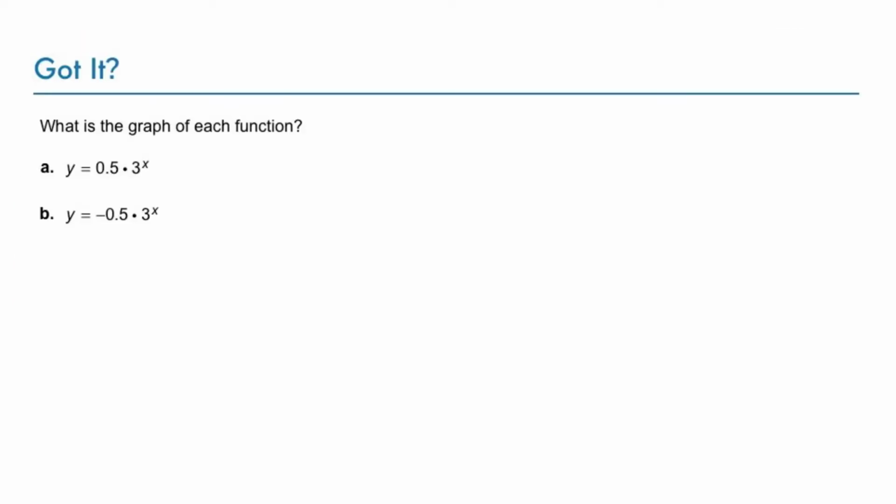Your turn. What is the graph of each function? Part A, y equals 0.5 times 3 to the x. And part B, y equals -0.5 times 3 to the x.